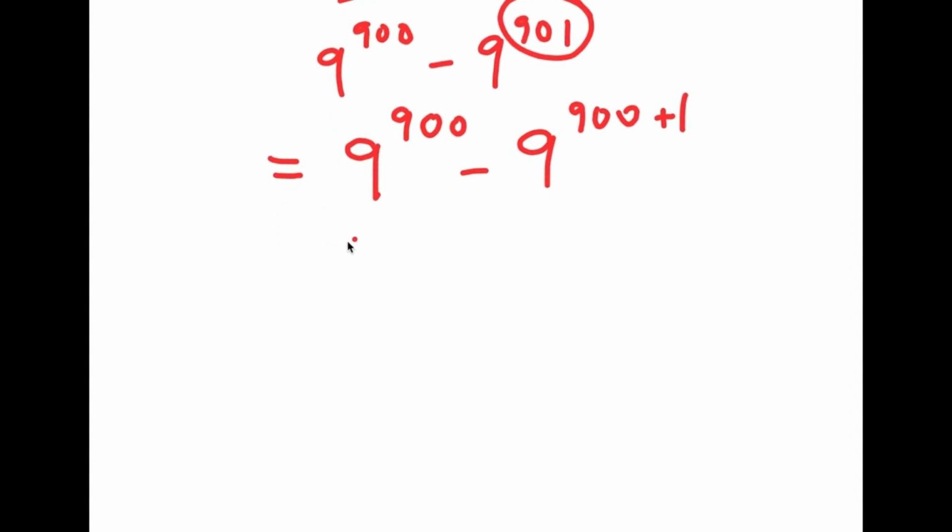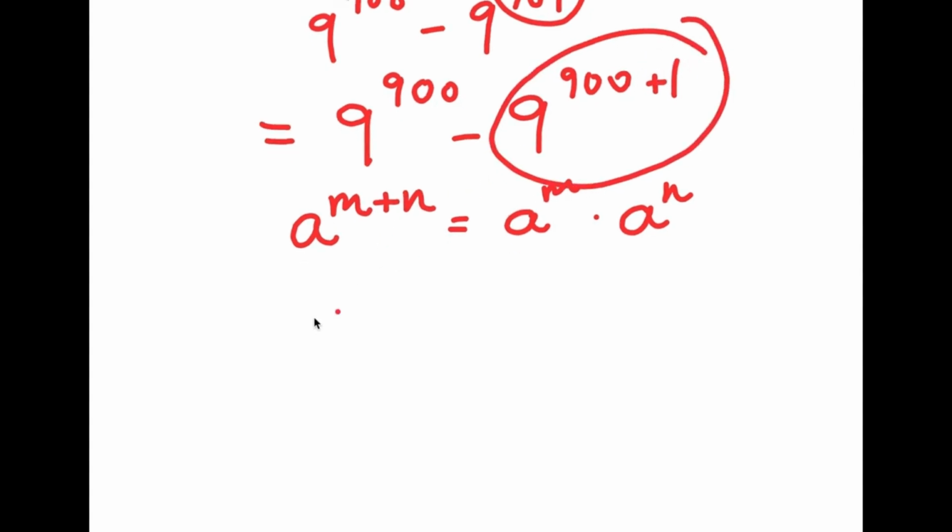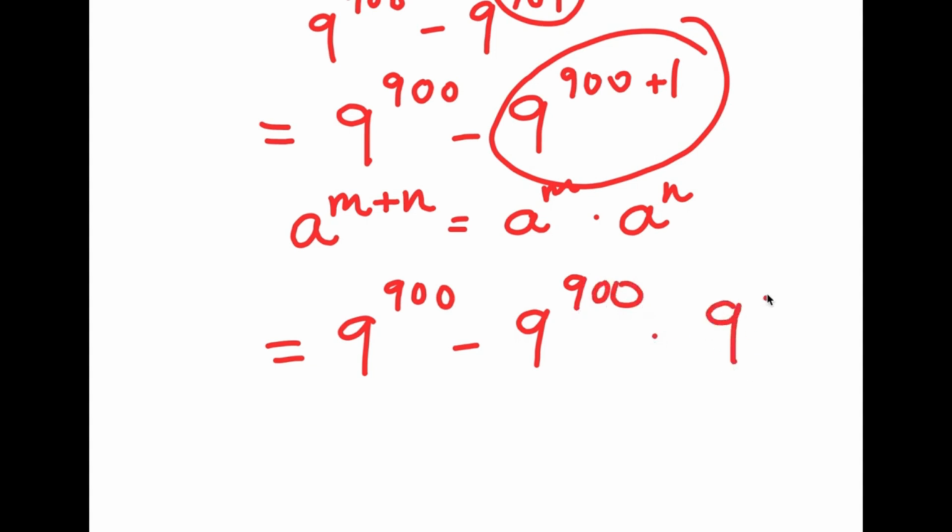Now, there is an important exponential property that you guys should know. If I have something in the form a to the power of m plus n, this is equal to a to the power of m times a to the power of n. So in this case, we have 9 to the power of 900 plus 1, and using this property, we can rewrite it as 9 to the power of 900 times 9 to the power of 1.